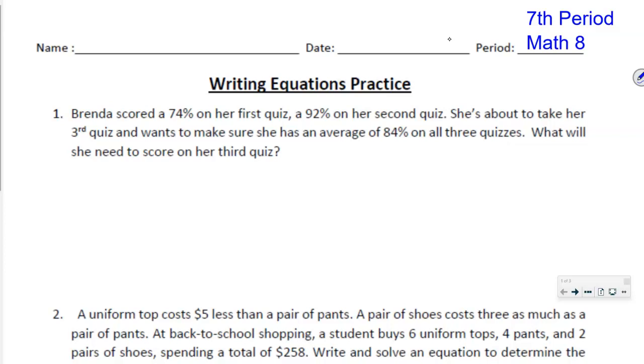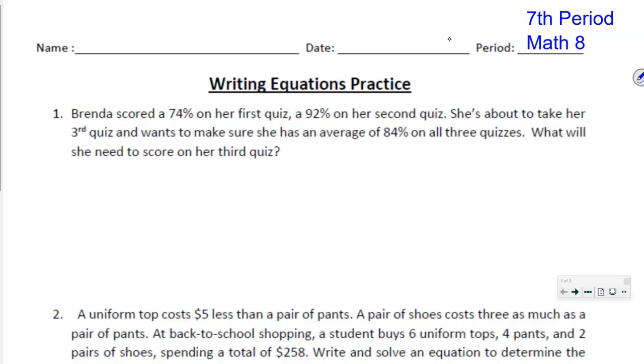The first problem says Brenda scored a 74% on her first quiz, a 92% on her second quiz, and she's about to take her third quiz and she wants to make sure she has an average of 84% on all three quizzes. What will she need to score on her third quiz?